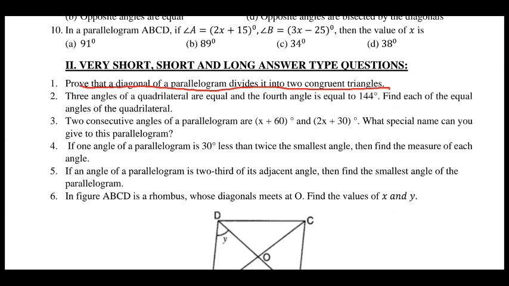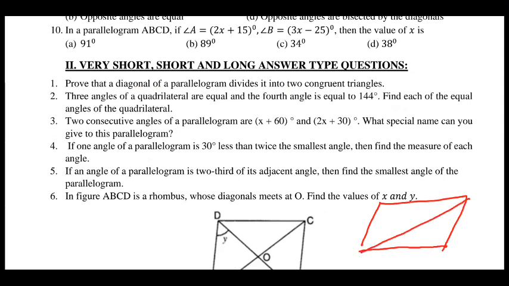Is it the first theorem? Diagonals of the parallelogram divide it into congruent triangles. Correct? The first theorem on parallelograms, beta. Do you remember? Will you do it for me? Here, only the diagonal is mentioned. They have told you the diagonal. So you just have to draw one diagonal and show that these 2 triangles are congruent.